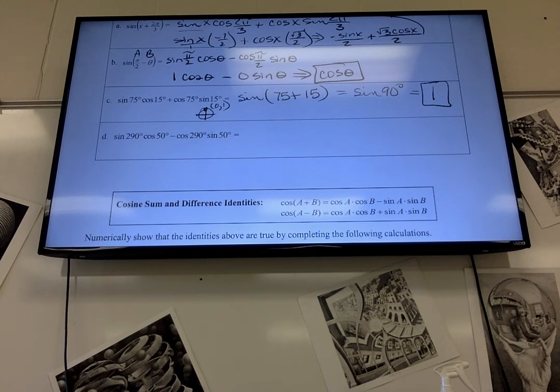So on part D, what would this one be? Sine of what? Yeah, minus 50 this time. So it's a sine of 240. And if you use your handy dandy chart, what's the sine of 240?